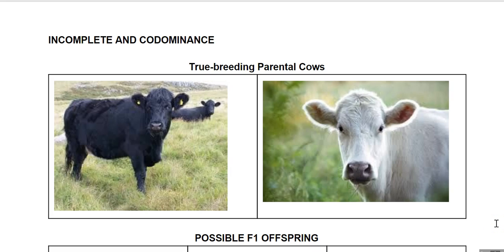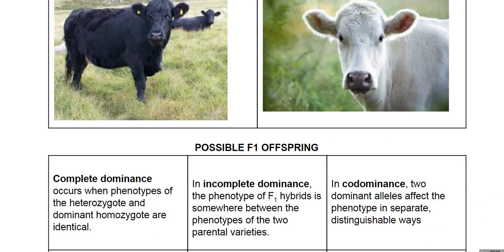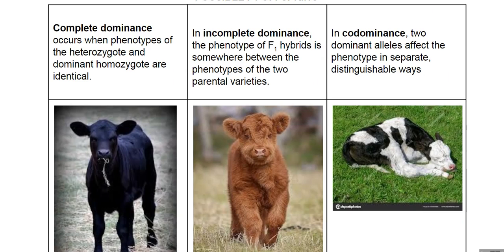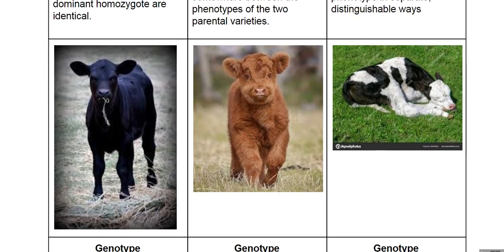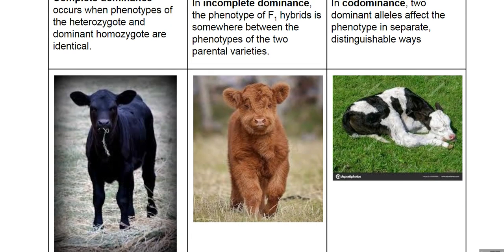So let's look at this scenario where we have some true breeding parental cows. True breeding, remember, means that they are, in fact, completely homozygous for their genotype. And I have a cow with black fur and I have a cow with white fur. And then we're going to look at these possible offspring down here. Aren't those cute little cows?